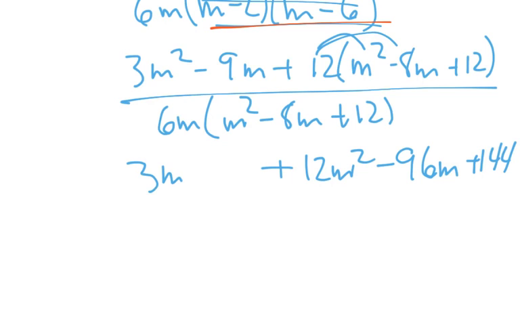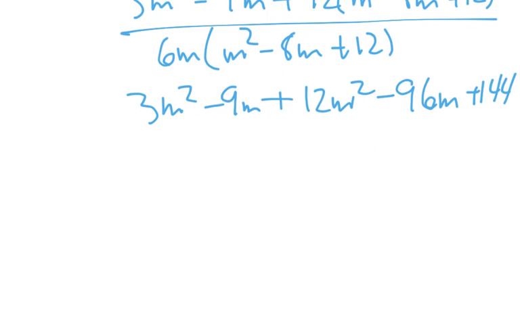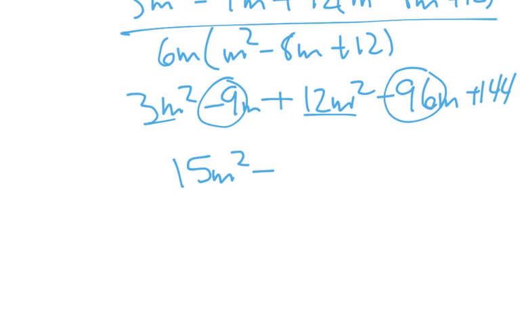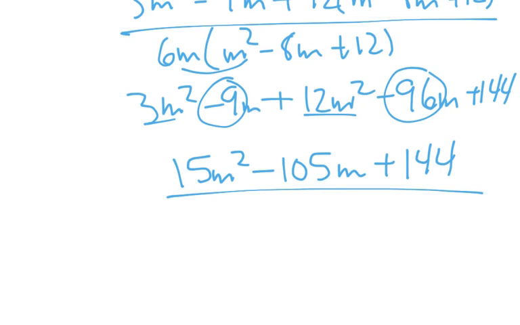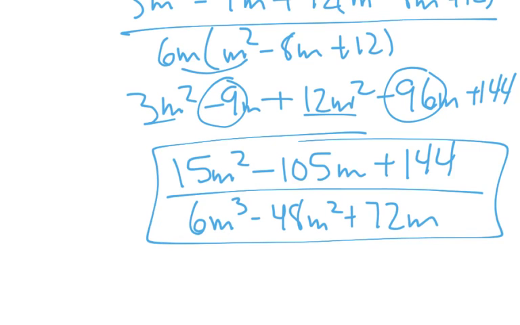And we've got 3m squared minus 9m. So the top would become 15m squared and negative 9, negative 96 minus 105m plus 144 over, then 6m times that would be 6m cubed minus 48m squared plus 72m, which that's what I would call it good. I'm pretty sure I can't factor any of that to just to have it be the same.